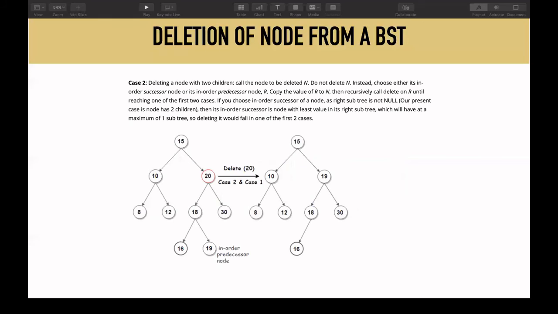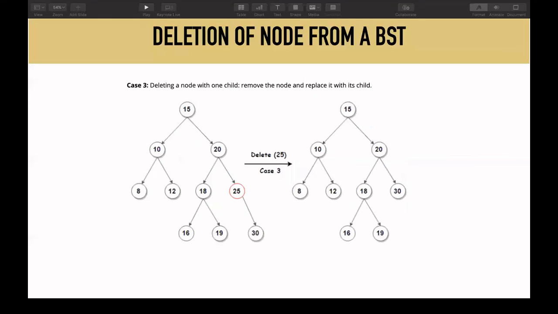Now this is the second case. Don't go with the numbers; consider this as the second case only. In this case, I'm trying to delete a node which has only one child. It may have either a left child or a right child, but only one child. Again, you first find out whether the node exists or not. If it exists, you go to that node and make the parent of that node point to the left or the right child of that node.